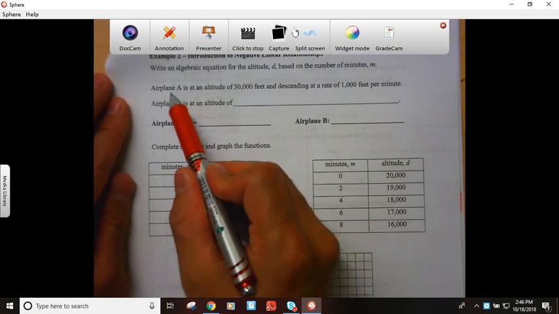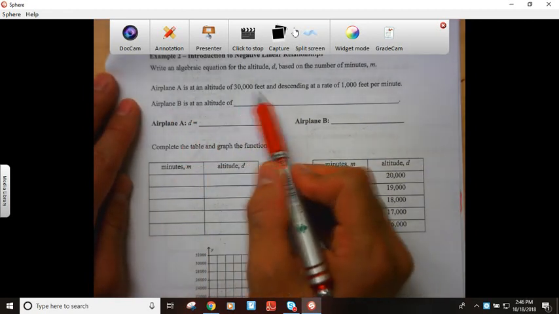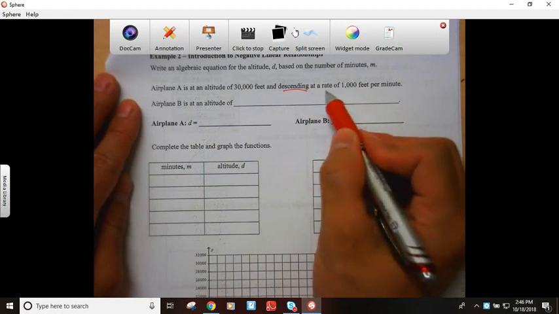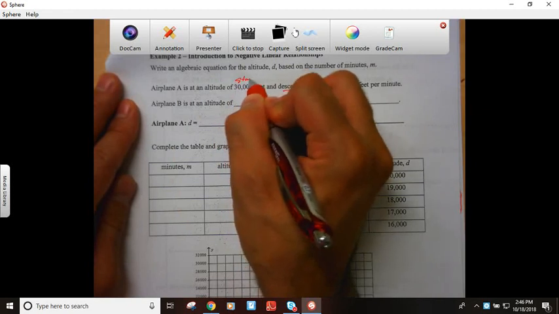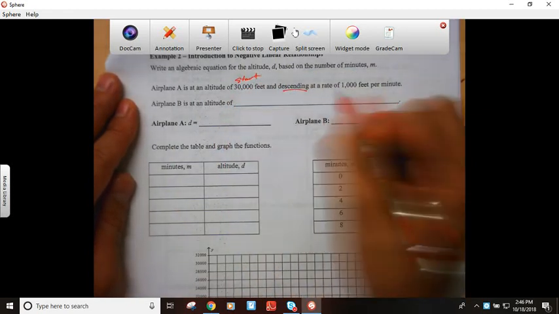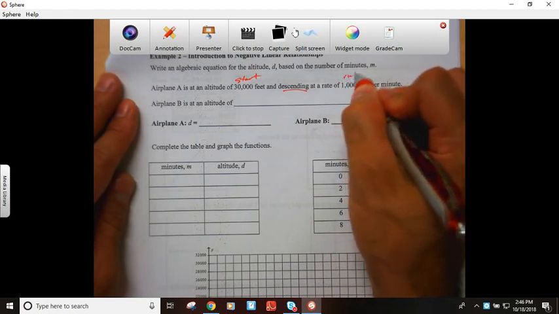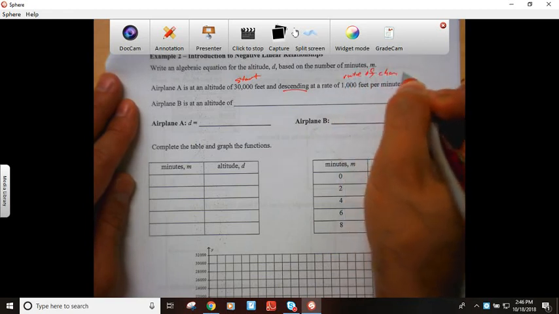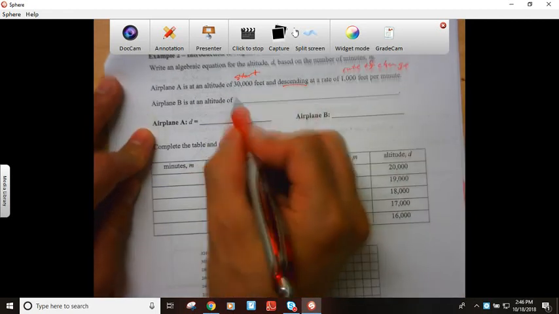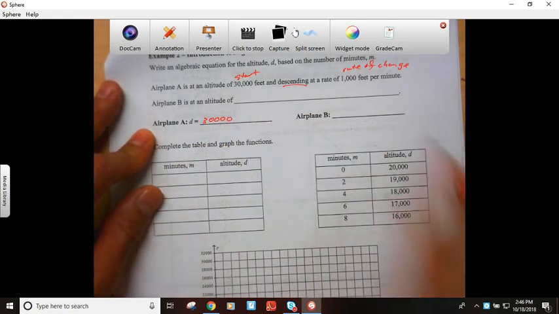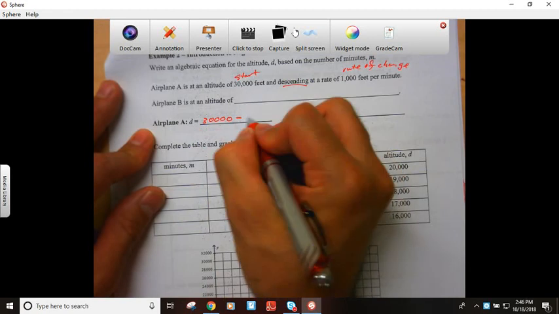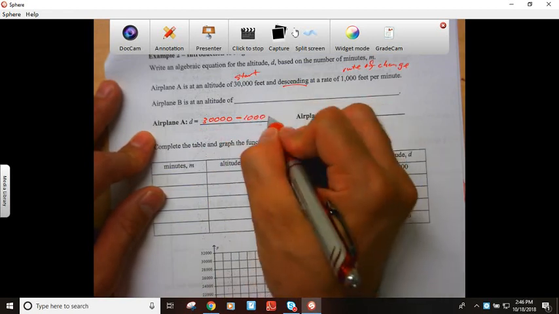All right, looking at the back side. We have some information here. Plane A is at an altitude of 30,000 feet, and it is descending at a rate of 1,000 feet per minute. So this is our starting point, our starting value. This is going to be our rate of change. So I already know that I'm starting at 30,000 feet. Descending means I'm taking off 1,000 every 1 minute.